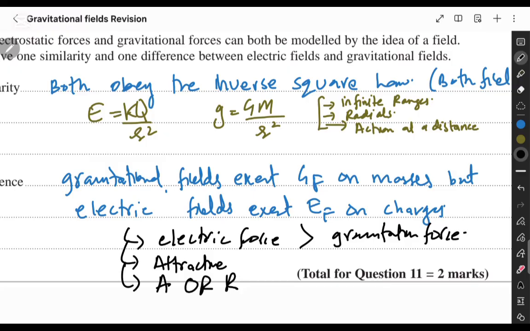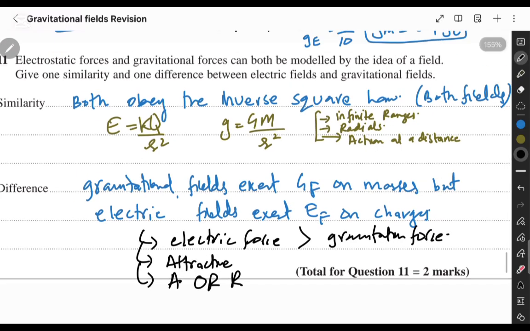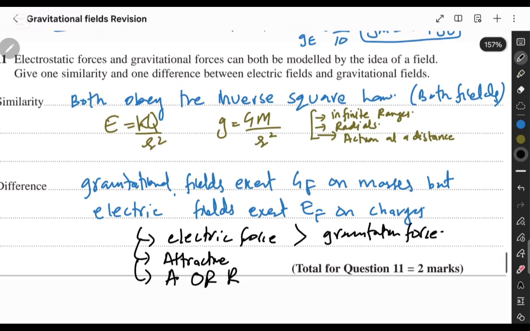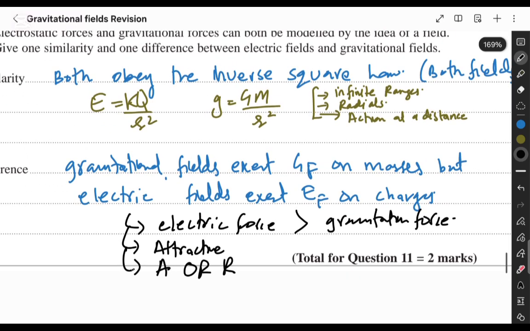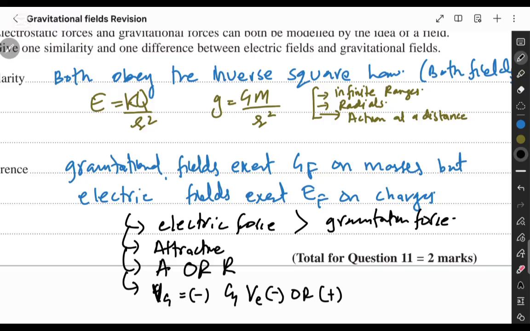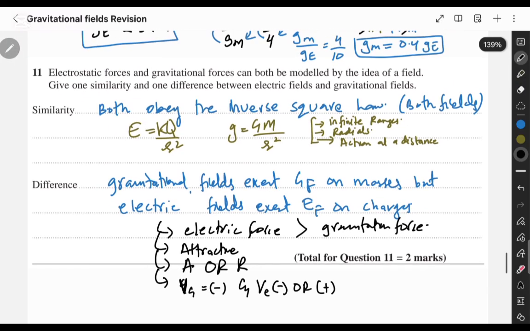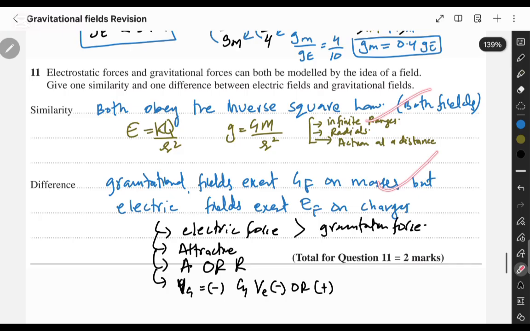So these are pretty much all of the type of answers that you can write. You can also write that the gravitational potential is always negative, and you can also write that the electric potential can be positive or it can be negative. So these are all the type of points that you can write. I prefer writing these two. This is for 2 marks.